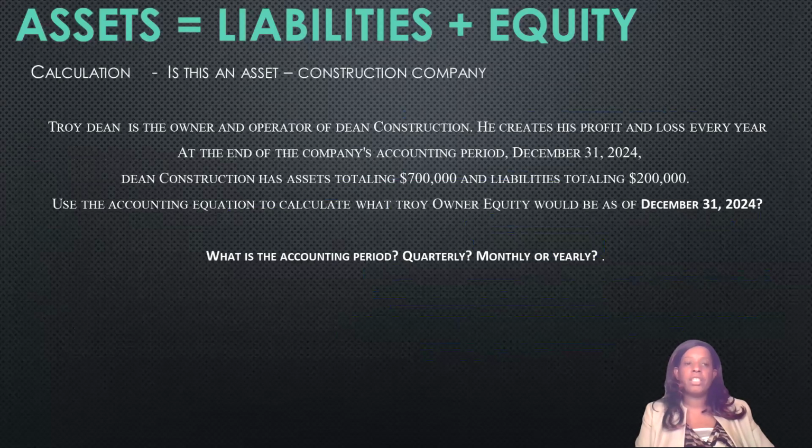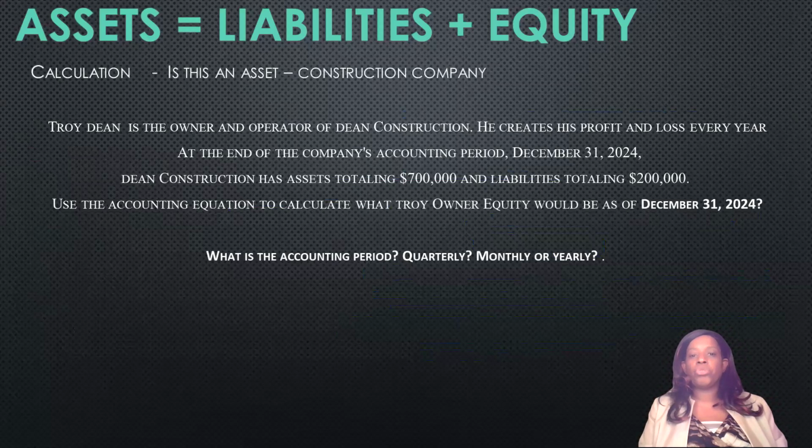Now we're going to look at calculation. Troy Dean is the owner and operator of Dean Construction. He creates his profit and loss every year, or often every year. At the end of the accounting period, December 31st, 2024, he has assets totaling 700,000, and liabilities totaling 200,000. Using the accounting equation, calculate what Troy's owner's equity would be as of December 31st.